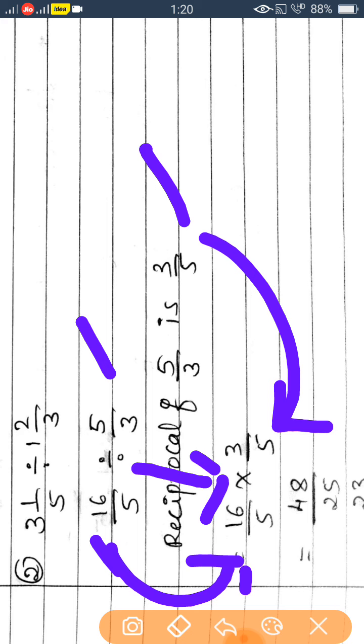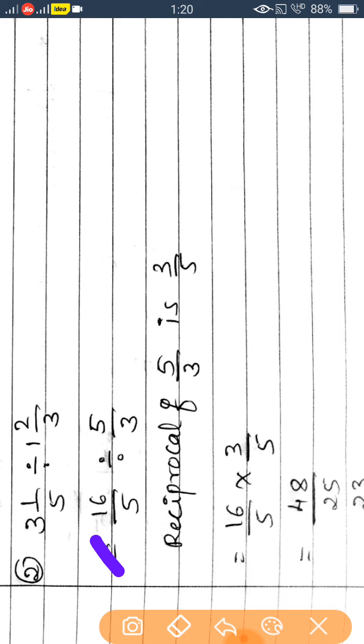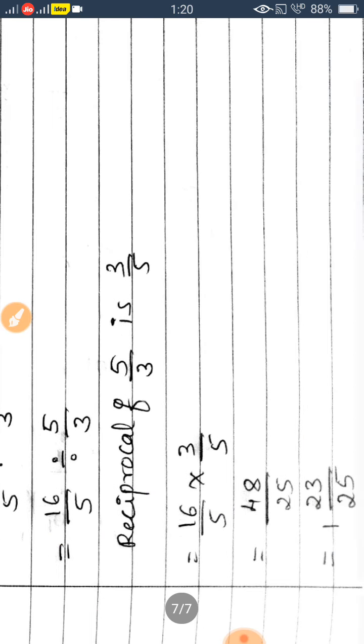Now you cannot cancel the numerator and denominator because there is no common multiple to cancel. 16 and 5 we cannot cancel, because they are not in any common table. 3 and 5 are also prime numbers, so we cannot cancel them. So we multiply numerator to numerator and denominator to denominator to get 48 by 25. Then 48 by 25 we can write as a mixed fraction: 25 ones are 25, so 1 as a whole, remaining 23 by 25.